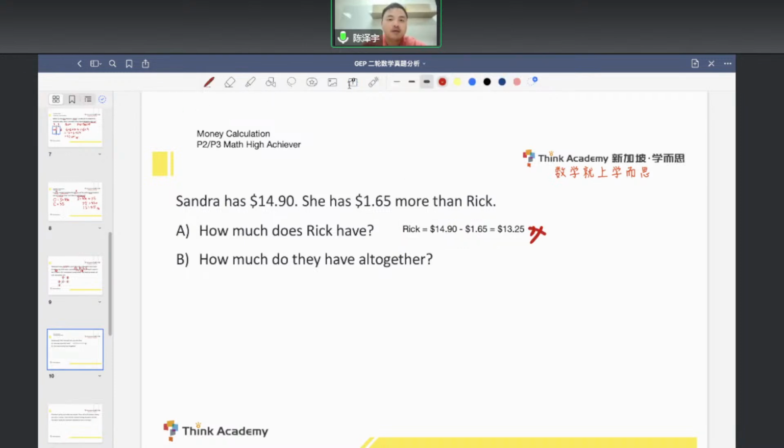And for part B, we want to find out how much they have altogether. To find altogether, we just need to add Sandra and Rick together. Sandra has $14.90 and Rick has $13.25. You just need to add them together, and you will get a total of $28.15. So this is about money calculation. This can be difficult for those students who haven't learned money calculation in school.